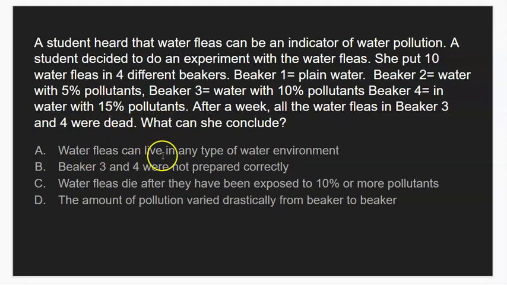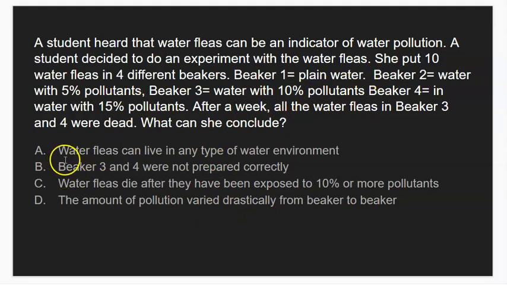So what does she conclude? Water fleas can live in any type of water? Well, that can't be right because they died. Beaker 3 and 4 were not prepared correctly. Water fleas die after they've been exposed to 10% or more pollutants. The amount of pollution varied drastically from beaker to beaker. Okay, very drastically means there's 5% in one beaker and 100% in another beaker, okay? We were increasing by increments of 5, which is not a drastic change.